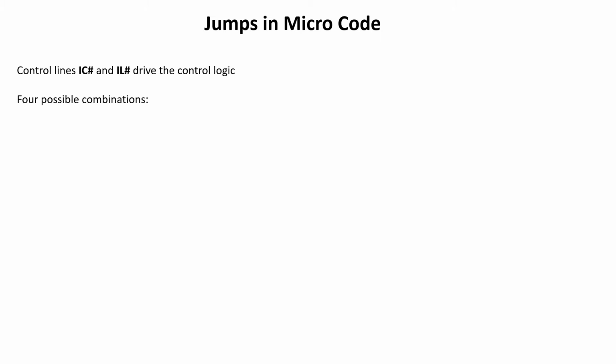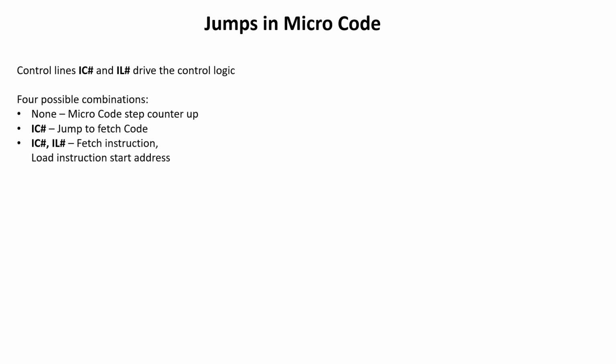The two control lines IC and IL drive the control logic, and that means there are 4 possible combinations of those 2 lines. If none is active, the microcode step counter will just count up. If IC alone is active, the step counter will jump to the fetch code. If both IC and IL are active, the instruction decoder will load the next instruction byte into the instruction register, and the control logic will load the start address of this instruction into the step counter.